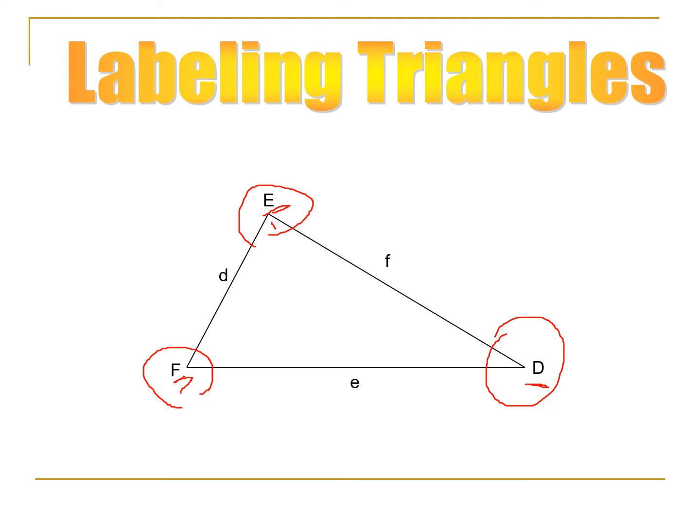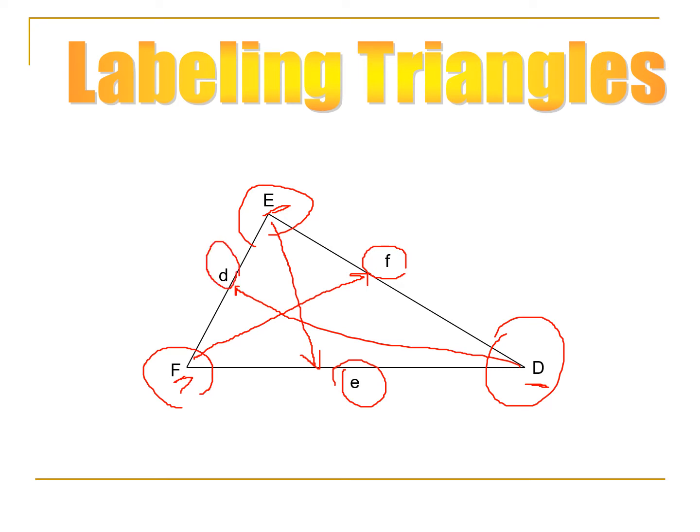Notice angle E, directly across from it, we have side lowercase e. Angle F, directly across from it, has lowercase f, and then directly across from angle D, you have lowercase d. So the sides are lowercase, the angles are uppercase, and they are located opposite of each other.